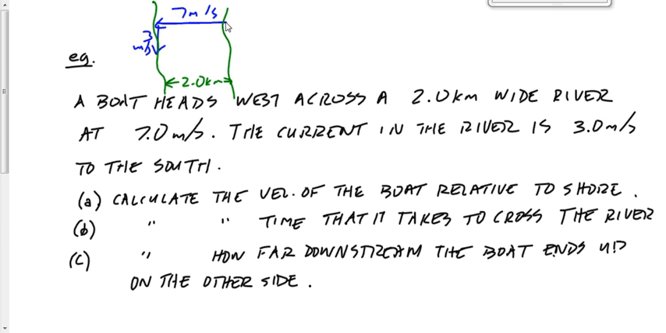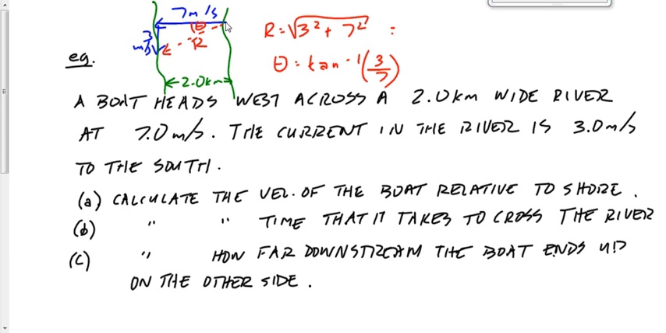Now my resultant, my dotted line vector, where I actually end up going, the answer to question A, is going to be that dotted line that joins the start to the finish. This is R, this is theta. R is equal to the square root of 3 squared plus 7 squared. And theta is equal to the inverse tan function of 3 over 7. Who's got the value of R there? 7.6 meters per second, thank you.